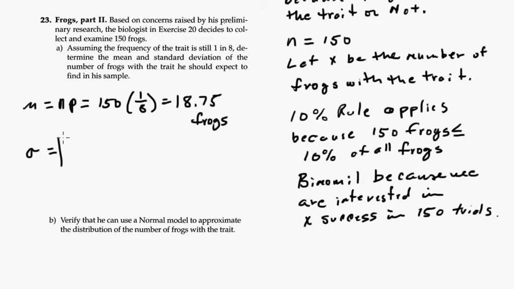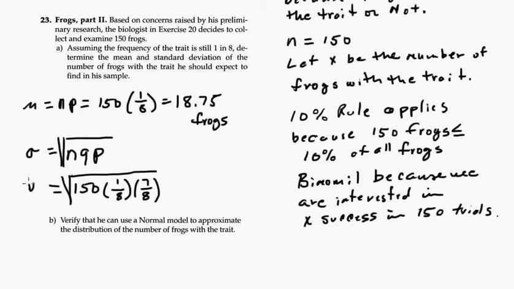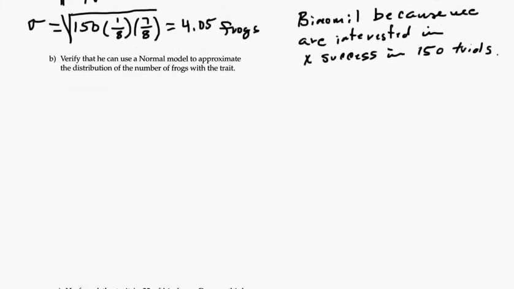And the standard deviation is the square root of npq, so that's 150 times 1 over 8 times 7 over 8, and we take the square root of that. If you punch that into your calculator, you should get 4.05 frogs. Okay, so that's that part.